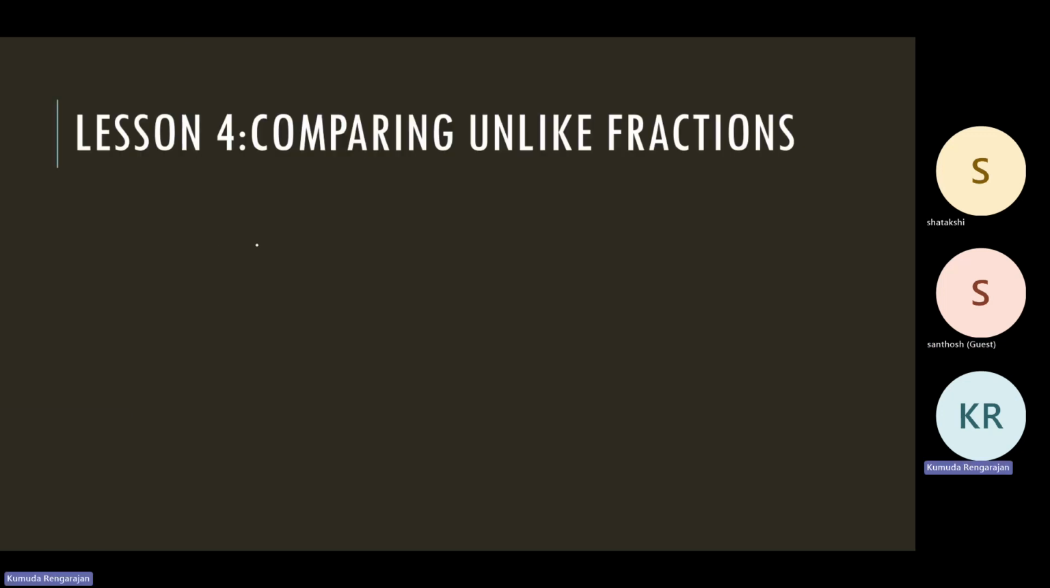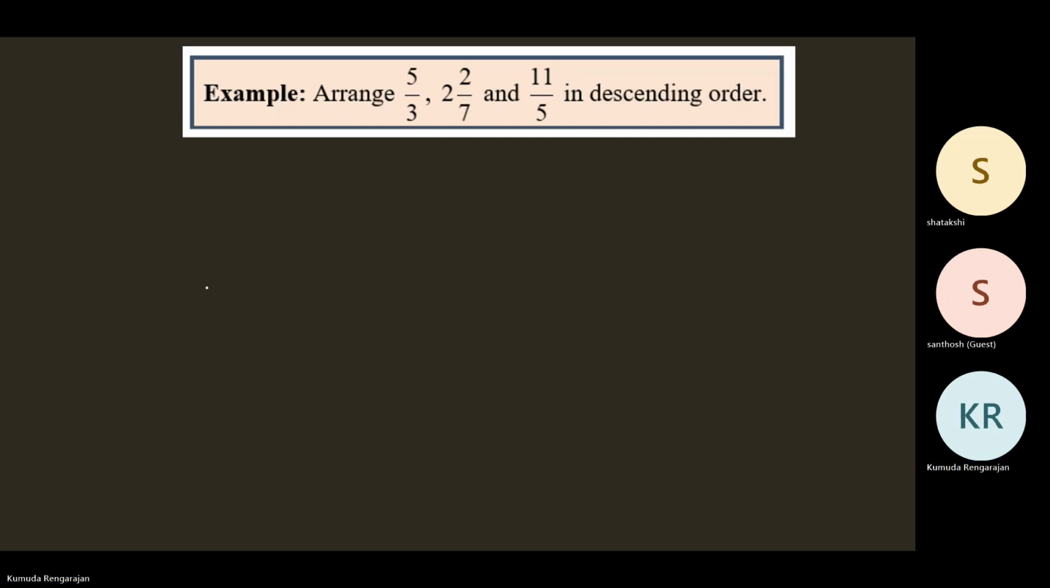So this is lesson 4, comparing unlike fractions. Like fractions have the same denominator. Unlike fractions have different denominators. So you can see the fractions here, 5 by 3, 2 by 7, and 11 by 5. They have different denominators. You'll have to arrange them in the descending order.